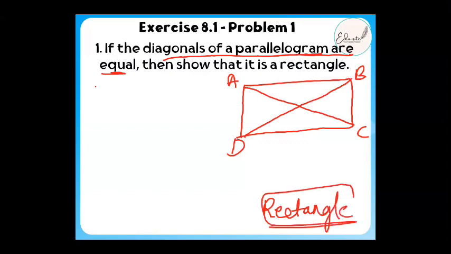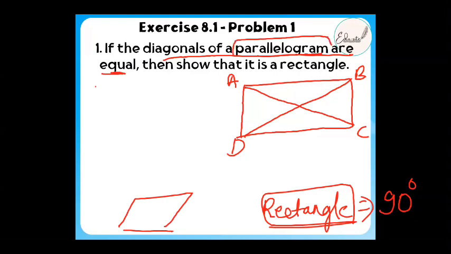What should we have in a rectangle? 90 degree. 90 degree. Excellent. Why? Because in a parallelogram you won't find 90 degree, right? Yes. It differentiates a parallelogram from a rectangle. What is the difference between a rectangle and a parallelogram?